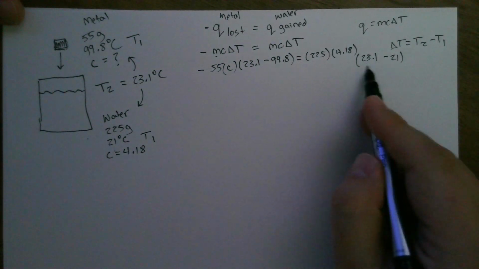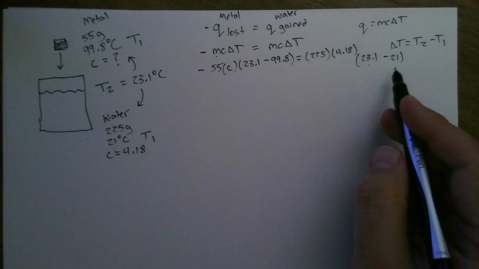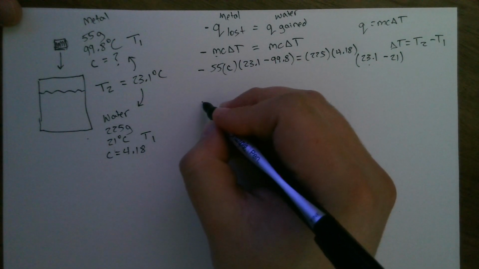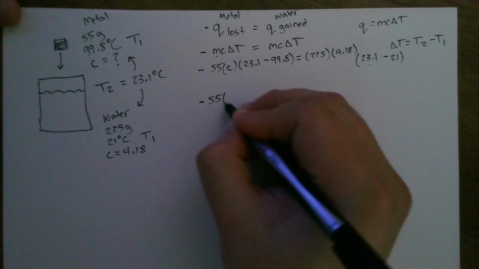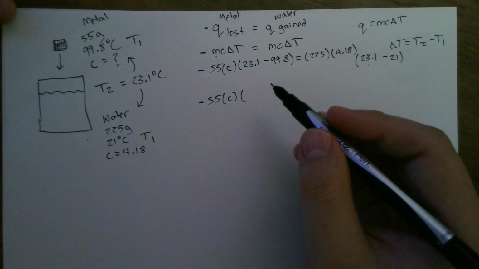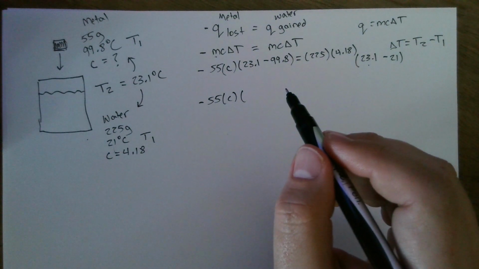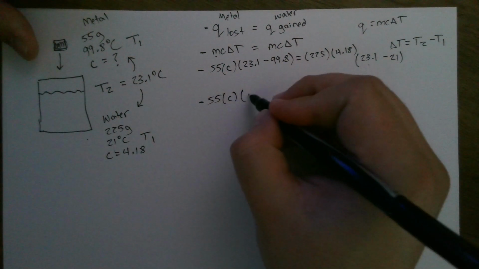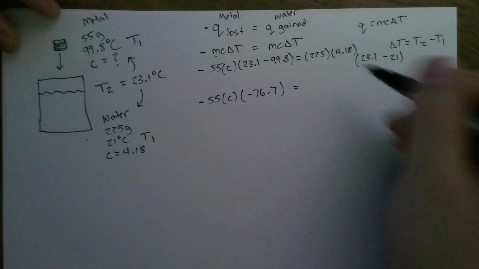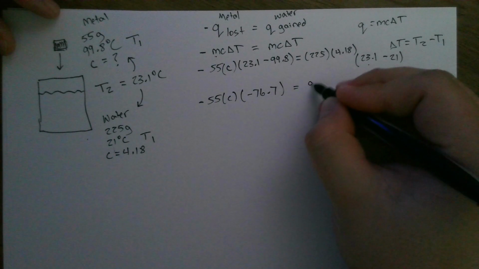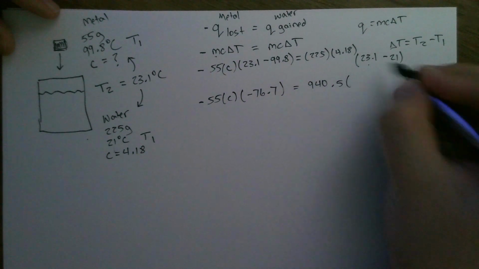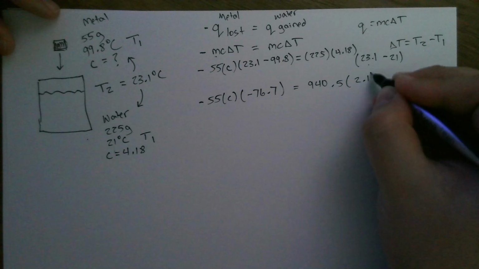This one, my final temperature is higher than my initial because the temperature went up. Let's simplify this again and write it a bit under here. Negative 55C. When I subtract these two, that is a negative 76.7 equals, multiply this together a bit. This is 940.5 times this subtraction is just 2.1.